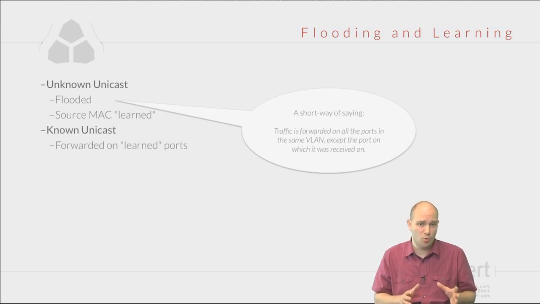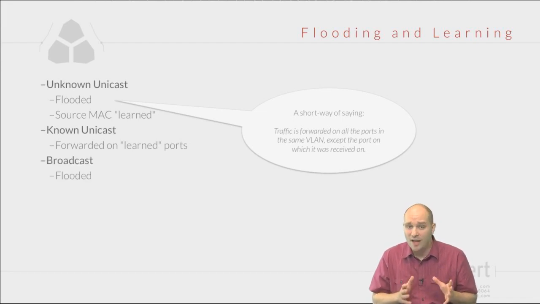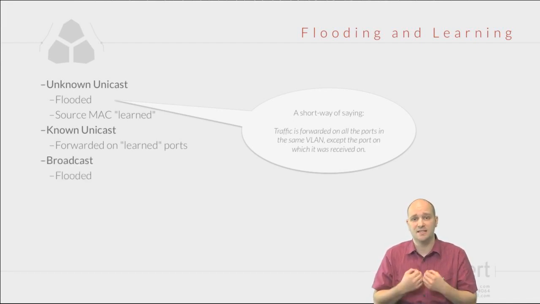Then we have known unicast traffic. Known unicast traffic is the traffic that is sent towards the destination, towards the MAC address that the switch has already learned about. And we covered how the learning is performed. Then we have broadcast traffic. It is flooded. It is sent out on all the ports except the port it was received on.